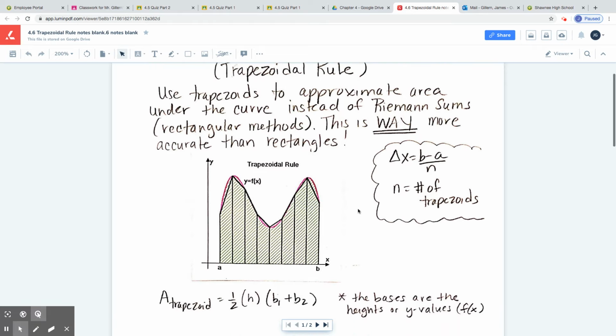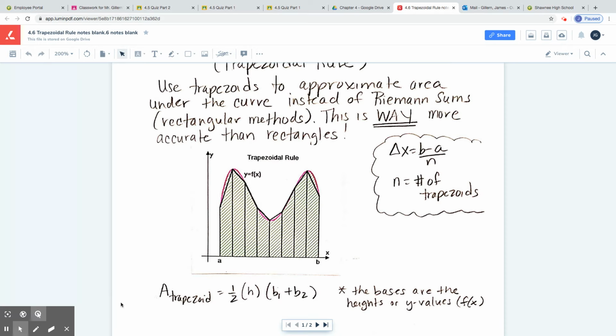All right. So a lot of stuff is very, very similar. So obviously, instead of having a bunch of rectangles, we now have a bunch of trapezoids. All right. And we're going to find the area of each of these, and we're going to add them together. All right. So n is still going to be, instead of the number of rectangles, now the number of trapezoids. Delta x is still going to be (b minus a) over n.